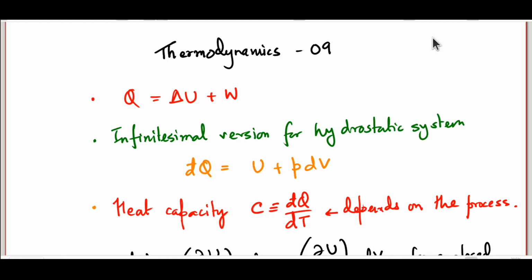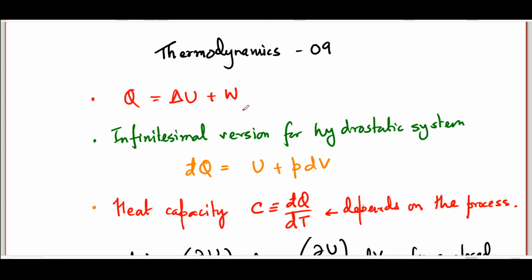This is lecture number 9 in my series on classical thermodynamics. In the previous lectures, we had met the zeroth and the first law of thermodynamics. And the most common form in which the first law of thermodynamics is expressed happens to be Q equals delta U plus W, which has in its heart a conservation of energy statement.